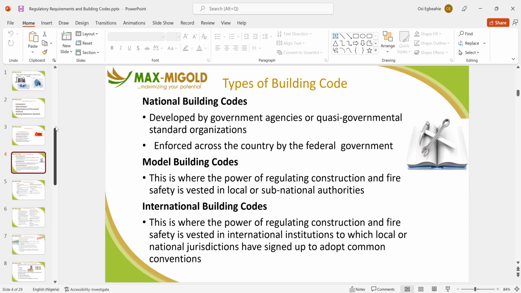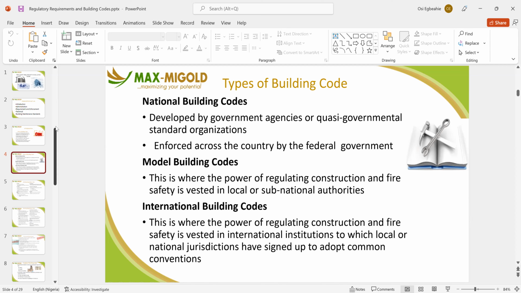Like Nigeria, Nigeria has its own building code. However, it is not very popular. The most popular one is the British code, because the British are the ones that colonized Nigeria, and the Nigerian code is like a subset of the British building code, because the British code is like the major standard that was used to prepare the Nigerian building code. The Nigerian building code is domesticated to Nigeria.